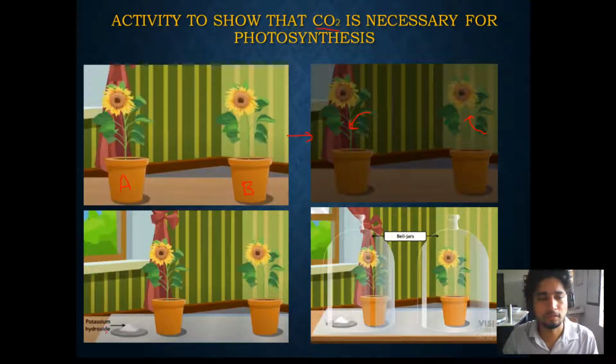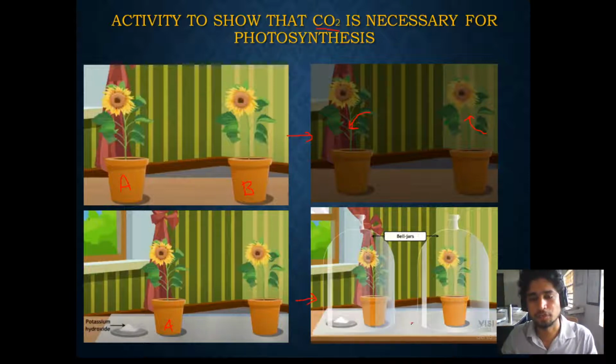This potassium hydroxide is taken next to the plant so that the plant does not have any carbon dioxide available. That is what we are going to do in part A. In part B, we are not doing anything. We are just giving the carbon dioxide as such. So in one part, we are not giving carbon dioxide. In the other part, we are giving the carbon dioxide. So let us go further.